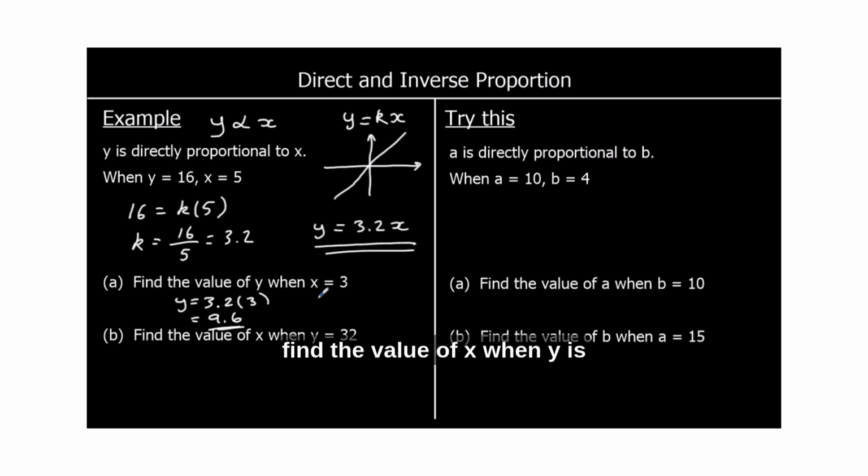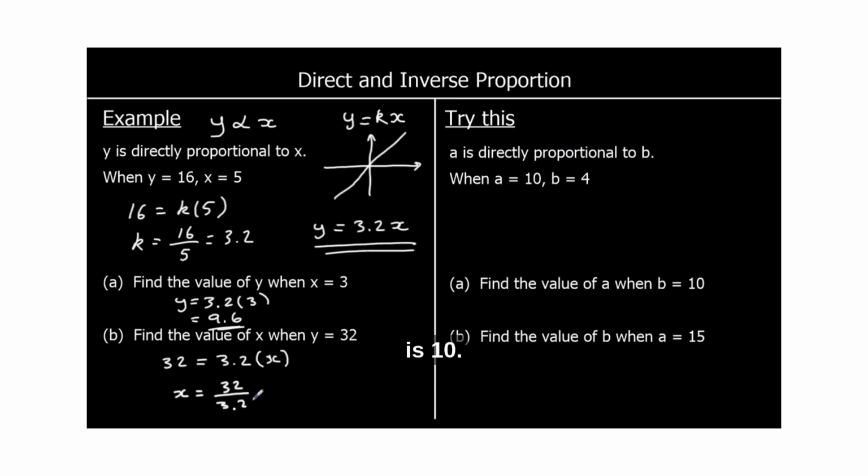And part B, find the value of x when y is 32. So we change y to 32. So 32 equals 3.2 times x. Divide both sides by 3.2 to get x by itself. So 32 divided by 3.2 is 10. 10 3.2s make 32.